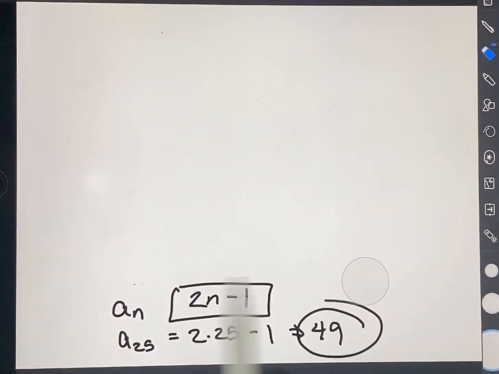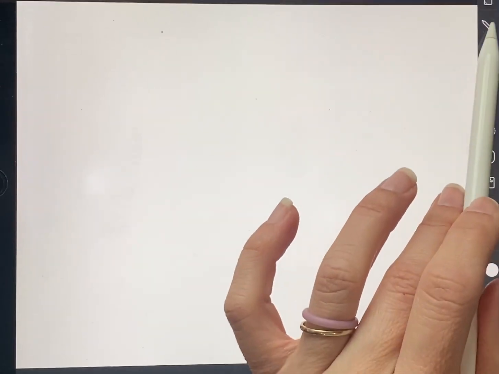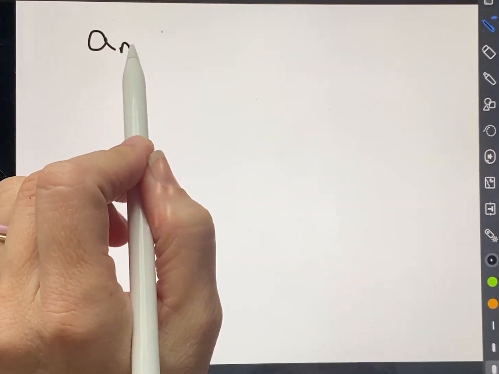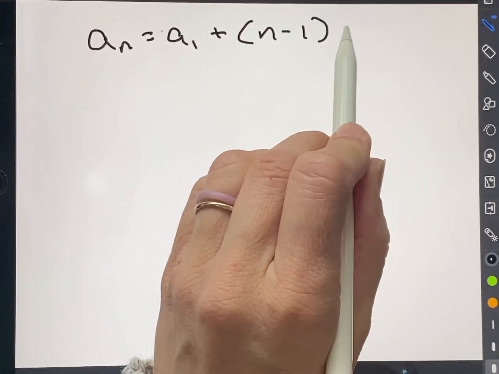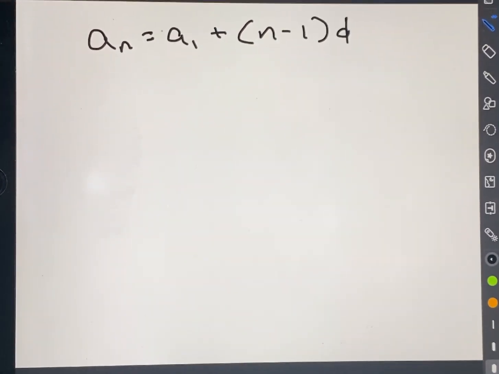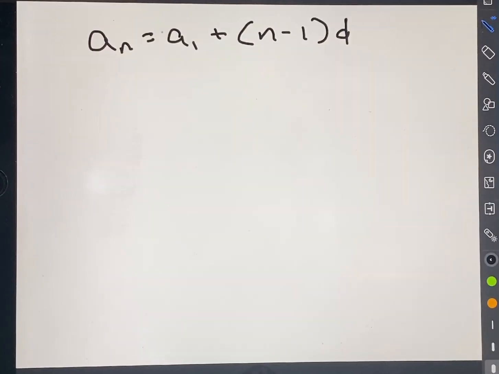So for those parts of your homework, you can use the guess and check method, but now that we have been given the formula that helps us find any value, let's use that to find our expression for our sequences.